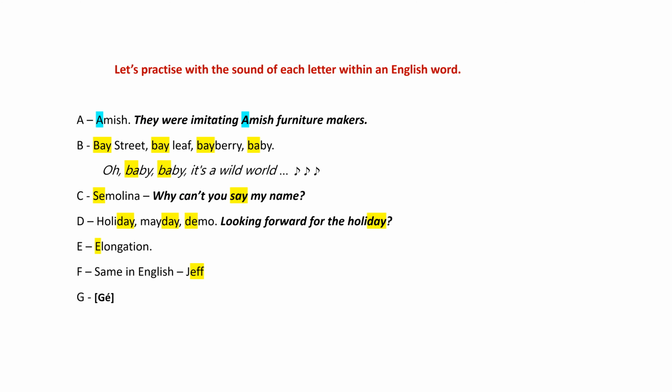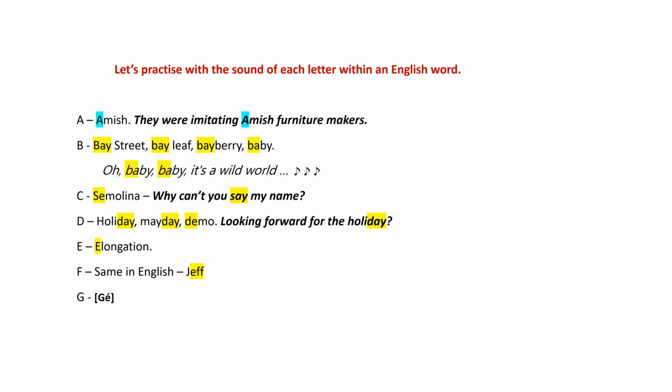So let's practice with the sound of each letter within an English word. A, as in Amish. They were imitating Amish furniture makers. B, like I said before: Bay Street, Bay Leaf, Bayberry, Baby. Or the song, Oh Baby, Baby. Should keep my daytime job, eh?